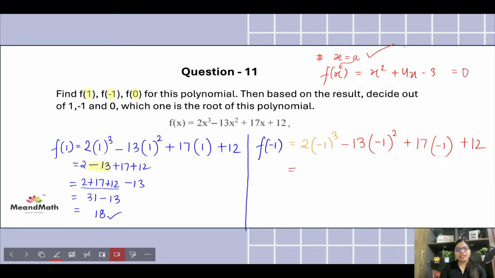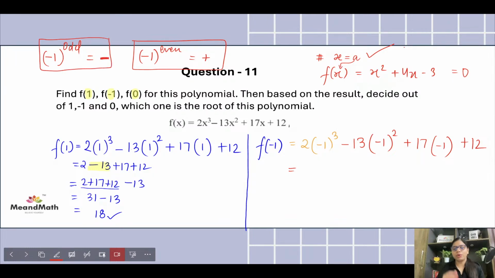Remember, if it's a negative number, we just need to check the indices, I mean the power. If the power is odd, we get a negative answer. If the power is even, we get a positive answer. So these are the rules we need to keep in mind. It's negative if it's odd, positive if it's even. So you need to figure out where we have odd exponents.